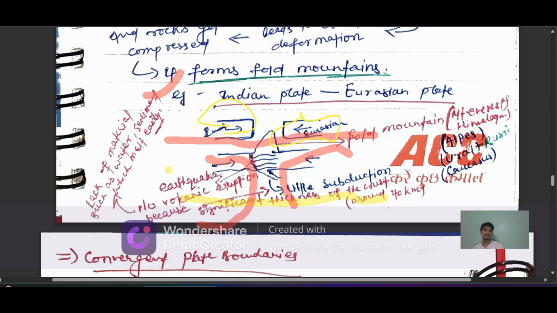There is no volcanic eruption because of the lack of material such as water and sediments, which melt easily. So this is how the Himalayas are formed. We will later see how they formed in detail.